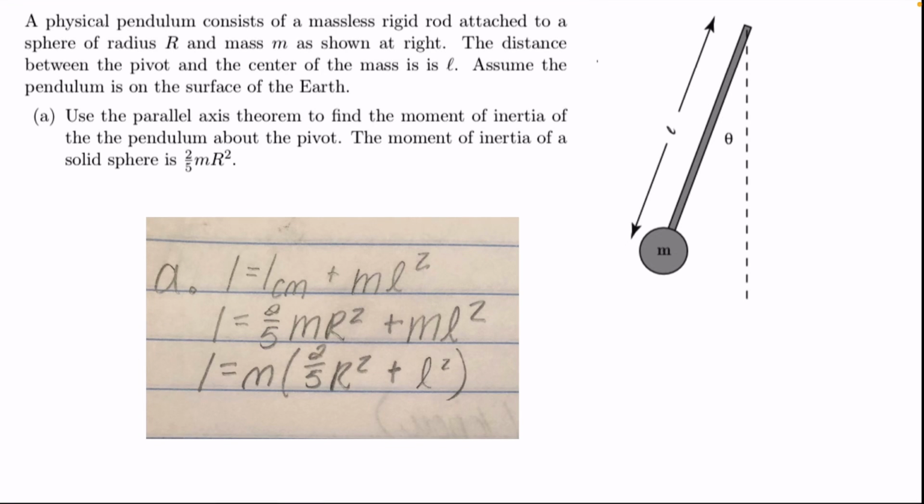So problem 2 is asking about a physical pendulum, which consists of a massless rod attached to a sphere of radius r and mass m, shown at right. The distance between the pivot and the center of the mass is L. Assume the pendulum is on the surface of the Earth.